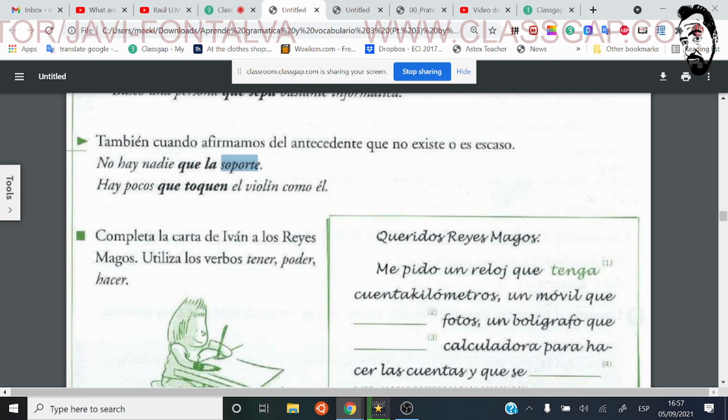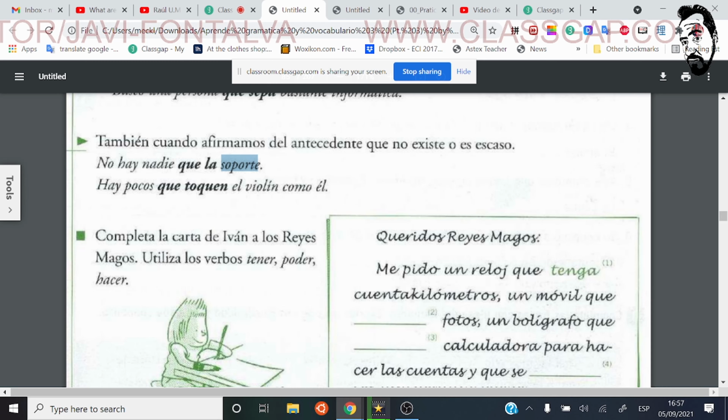Another example. Hay pocos que toquen el violín como él. So there are few people who can play the violin like he does. So I use toquen, subjunctive, because I say pocos. Toquen is from tocar. Exactly, it's the subjunctive of tocar. Completa la cartera. Le pido que tenga.